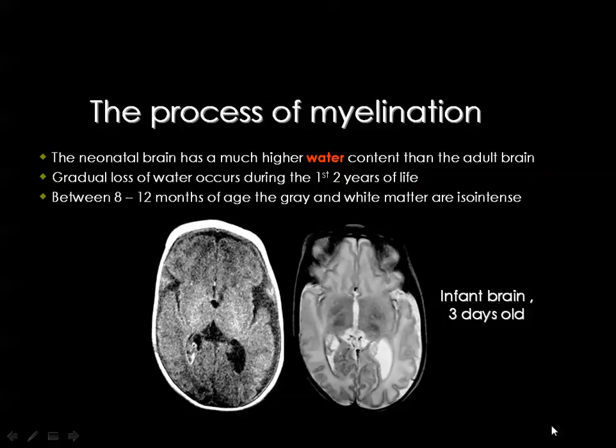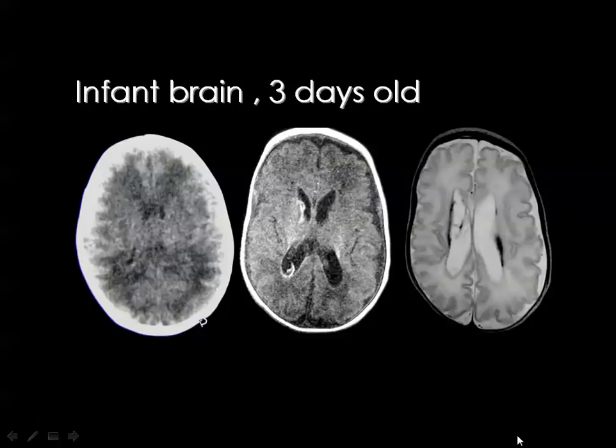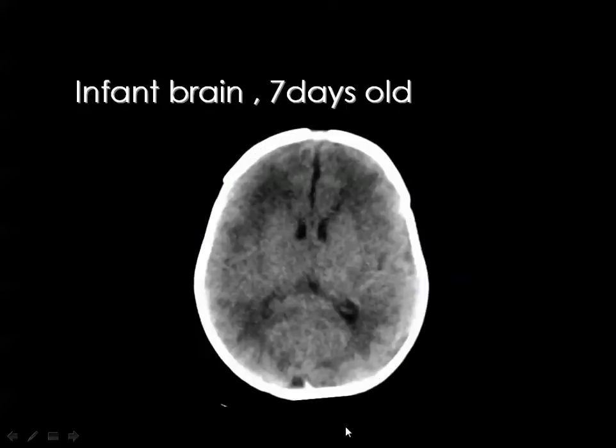But the brain of a newborn or an infant will be loaded with water, and the white matter will be black in the T1 and bright in the T2 weighted images. And this is the normal appearance of an infant brain, 3 years old. The white matter is full of water. Water is black in the CT and also black in the MRI T1 weighted image, but will appear bright in MRI T2 weighted images.